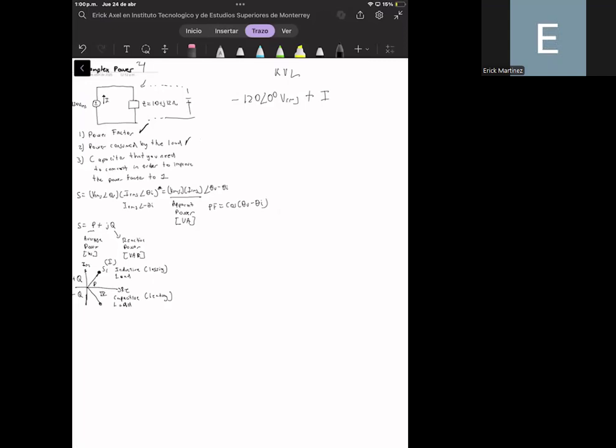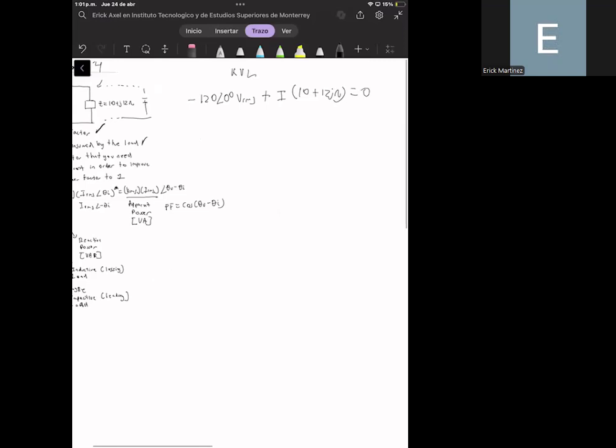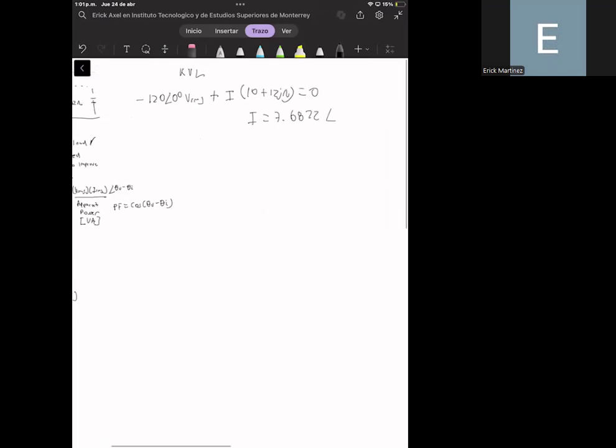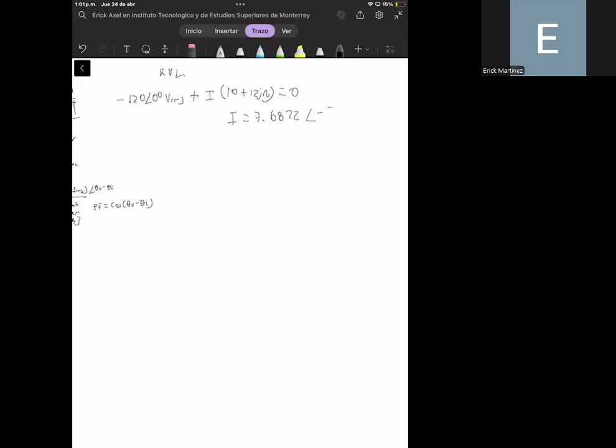In this case, I want to compute the voltage drop in this impedance. So you have 10 plus 12j ohms, and this is equal to 0. Okay, and if we solve this equation for I, you will obtain the following. And you will get a value of 7.6822 with an angle of minus 50.1944 degrees amperes RMS. Okay, this is the current.